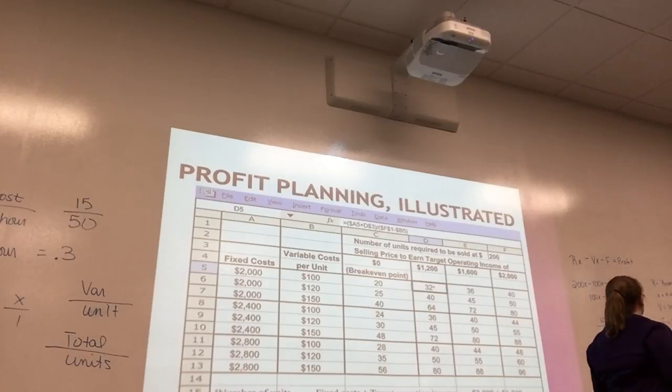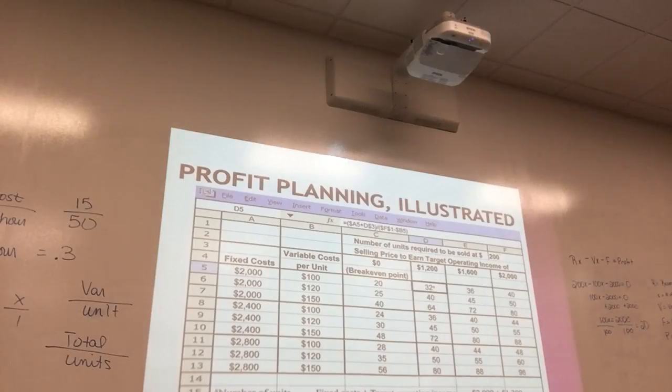So now, my break-even point is 20 units. So basically what that means is I have to sell 20 units and I will cover both my variable costs and my fixed costs. Okay? Does everybody understand that? Yes, no, maybe.